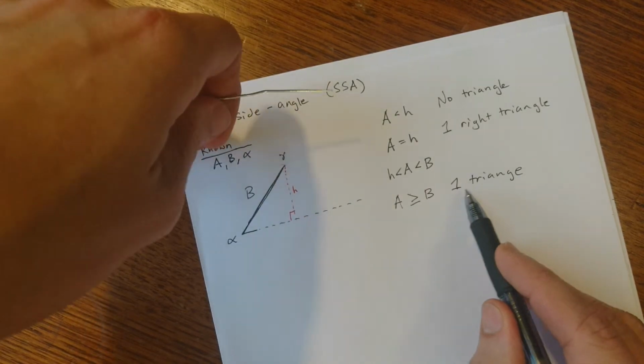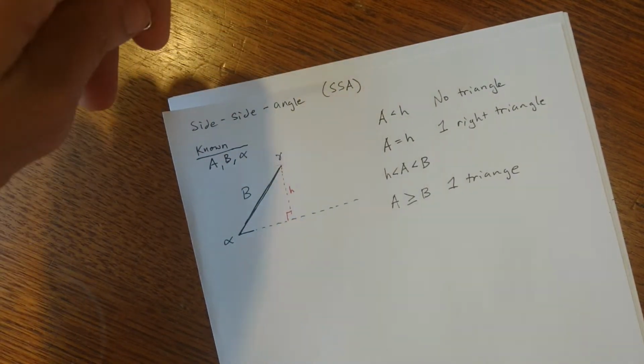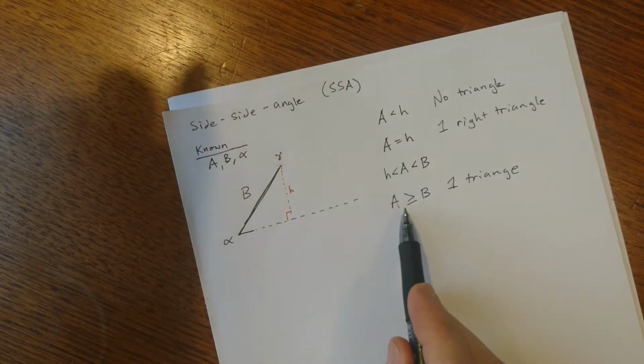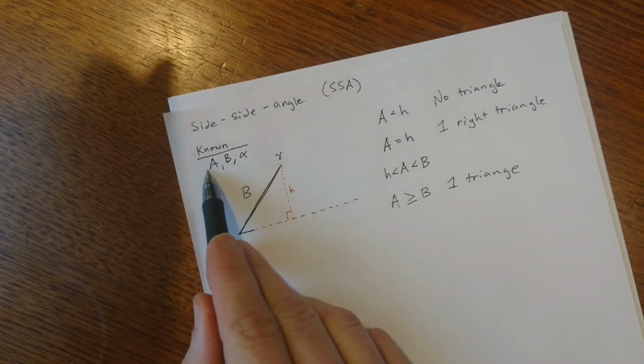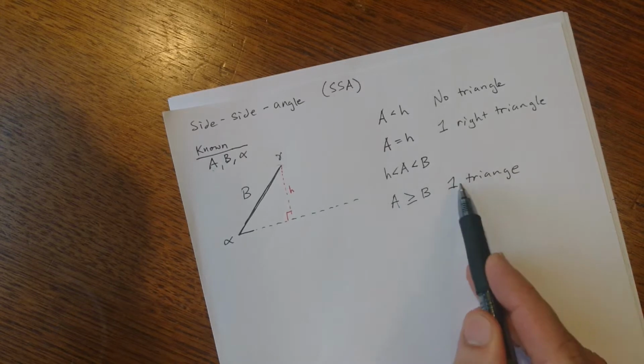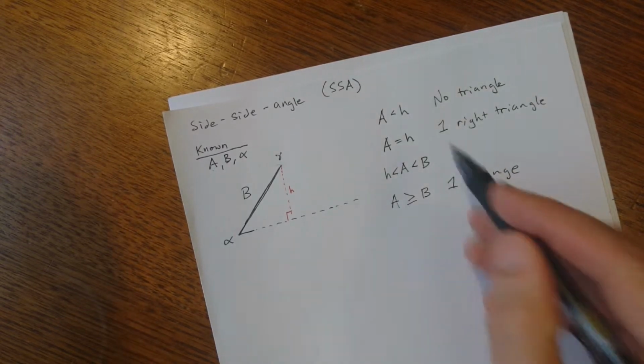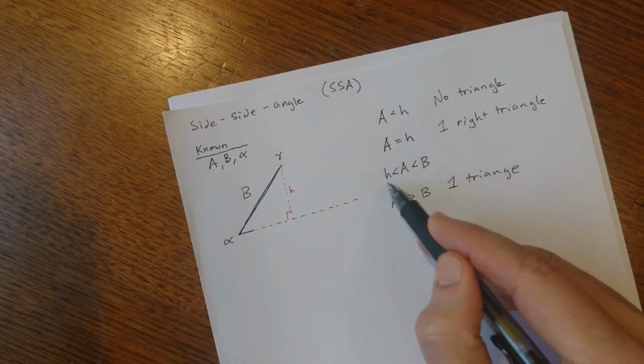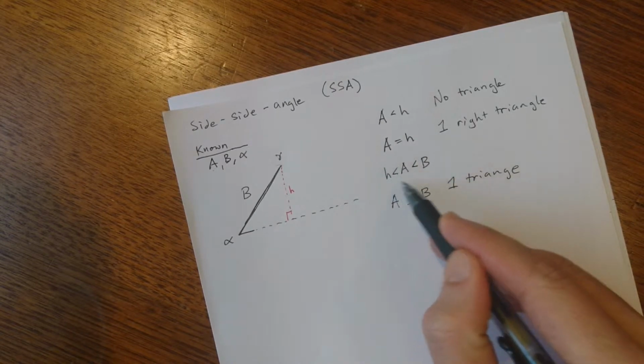So in that case, again, we'll get exactly one triangle where A is greater than B. And you'll know you're in this case. Remember, A and B are given, so if you see that A is greater than B or equal to B, you know that you're in this situation and you're only looking for one triangle. So now we're back to this case, okay?